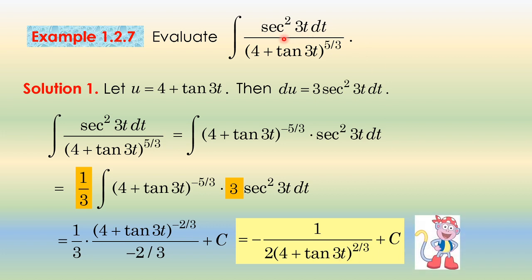That's the integral of secant squared 3t dt over 4 plus tangent 3t quantity to the 5 over 3.